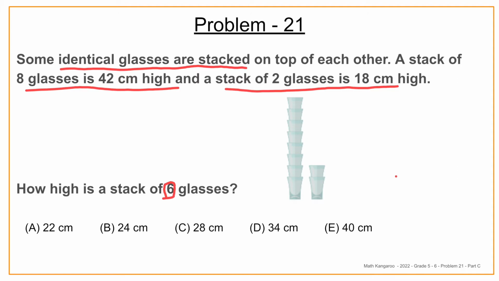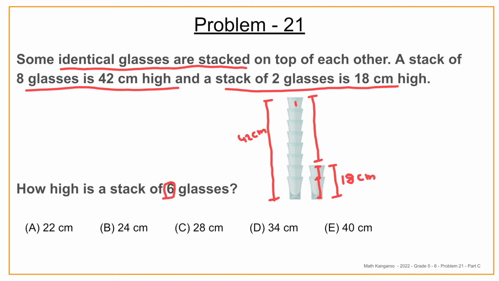So if you understand the question, we know that the glasses when stacked overlap. So only the first glass is of full height. The second glass is of some height. So here is what we know. A stack of 8 glasses is 42 centimeter. Stack of 2 glasses is 18 centimeter tall. So can we find the height of these glasses?